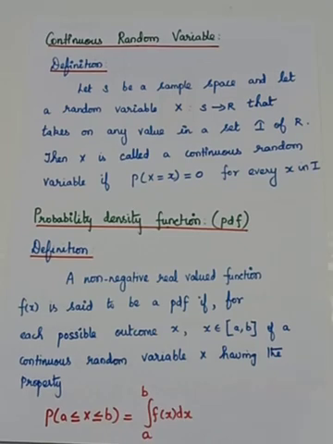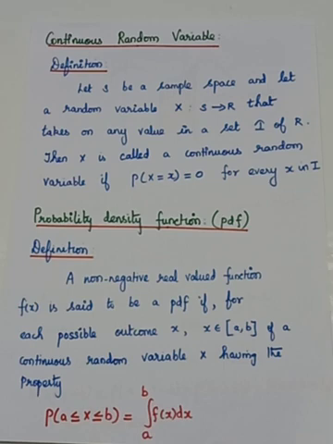Good morning, students. In the previous class we saw the discrete random variable, the probability mass function and the cumulative distribution function. The same results we are going to see today for the continuous random variable. A continuous random variable takes on any value in a set of intervals of real numbers, that is, values within the given interval.